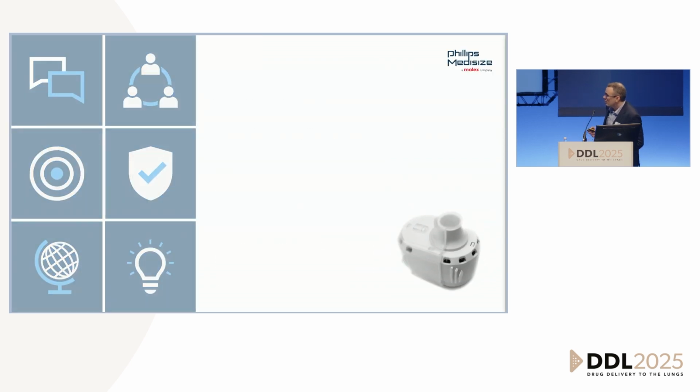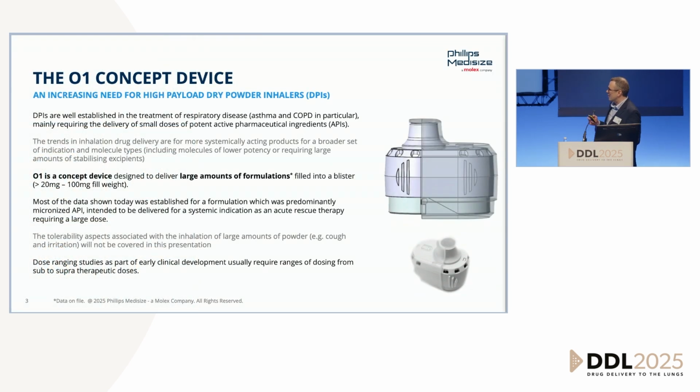The use of dry powder inhalers is expanding beyond COPD and asthma, and larger amounts of formulations are needed as their range is increased. Here, the deagglomeration of large payloads, typically between 20 and 100 milligrams, can raise some technical challenges that we've addressed with a concept device called O1.